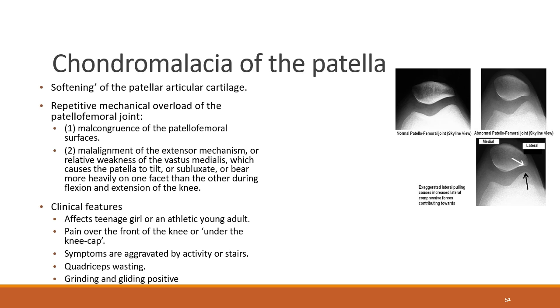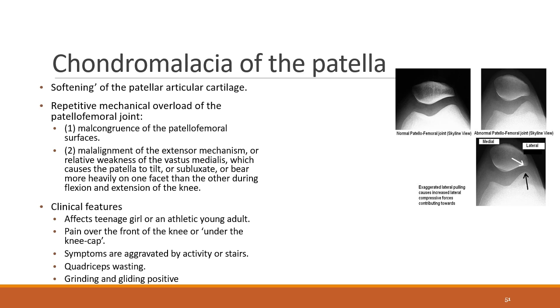Chondromalacia patellae is softening of the lining cartilage of the patella. This happens due to a continuous overload of the patellar undersurface. This might happen due to malcongruence of the patellofemoral joint articular surface or due to an extensor mechanism malalignment or wasting. The end result is tilting or malcongruence of the patella, leading to a contact point between the lateral facet of the patella and the lateral femoral condyle.